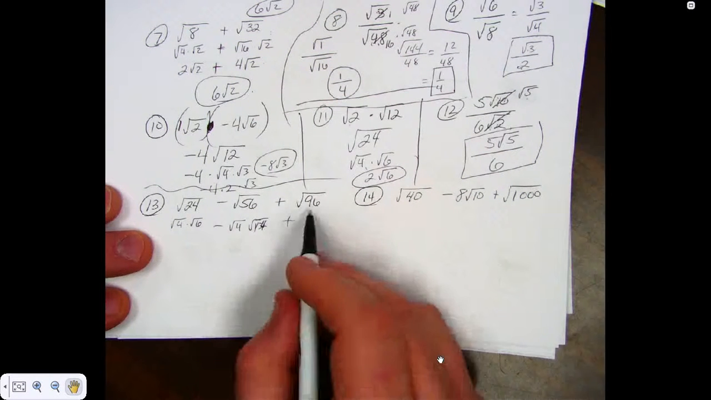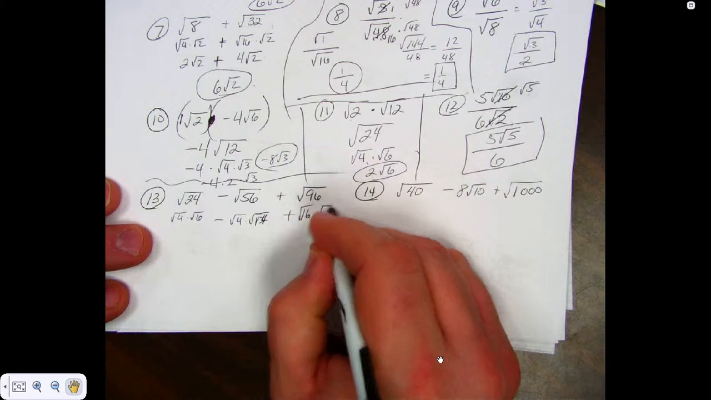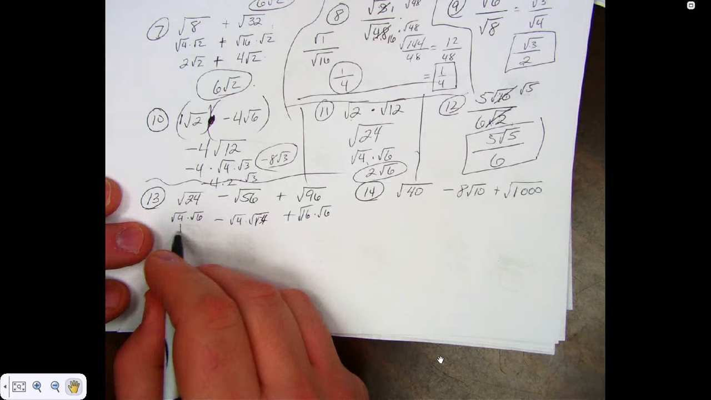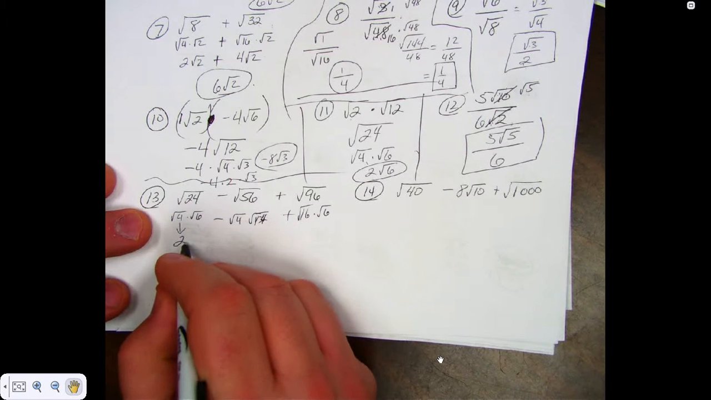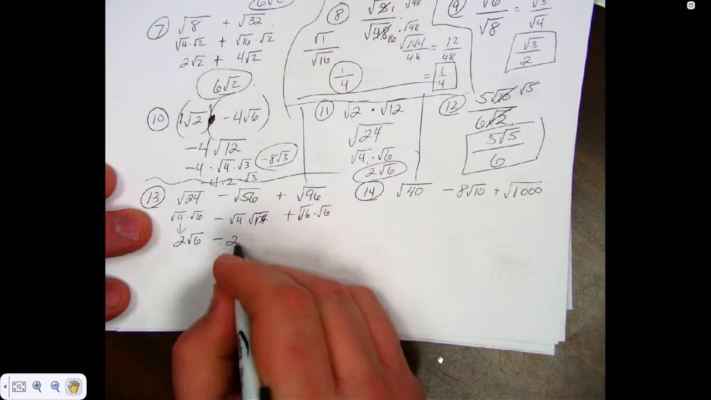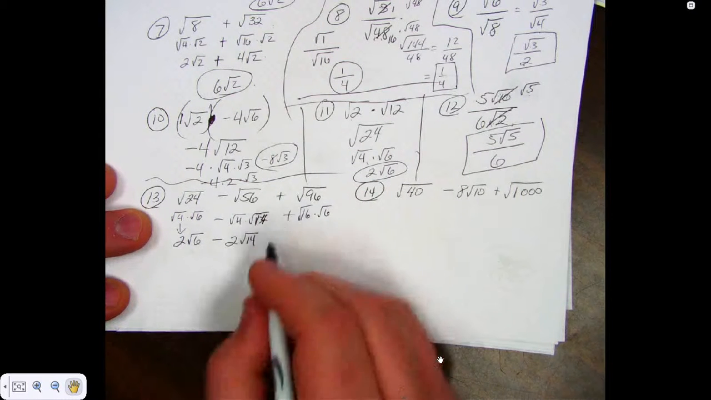Plus, what about 96? What's the largest perfect square that's a factor of it? 16. Square root of 16 times square root of 6. What does this become? So I'm left with 2 square roots of 6 minus, what does that become? 2 square roots of what? 14. That doesn't change. It stays the same. Plus, what does 6 square root of 16 become?